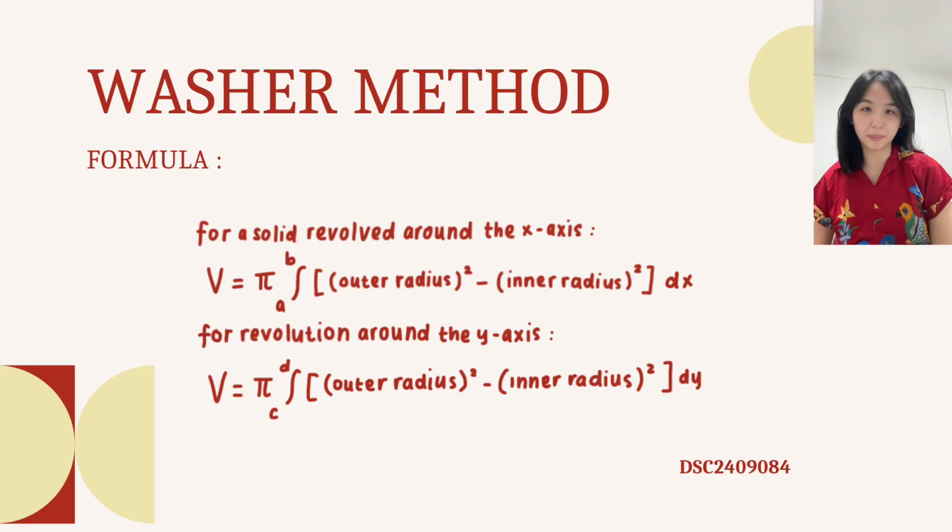So the next one is the washer method, and it's used to find the volume of a solid of revolution when a region is revolved around an axis. Unlike the disk method, which deals with solids having no holes, the washer method is used when the solid has a hole in the middle, creating a washer shape.